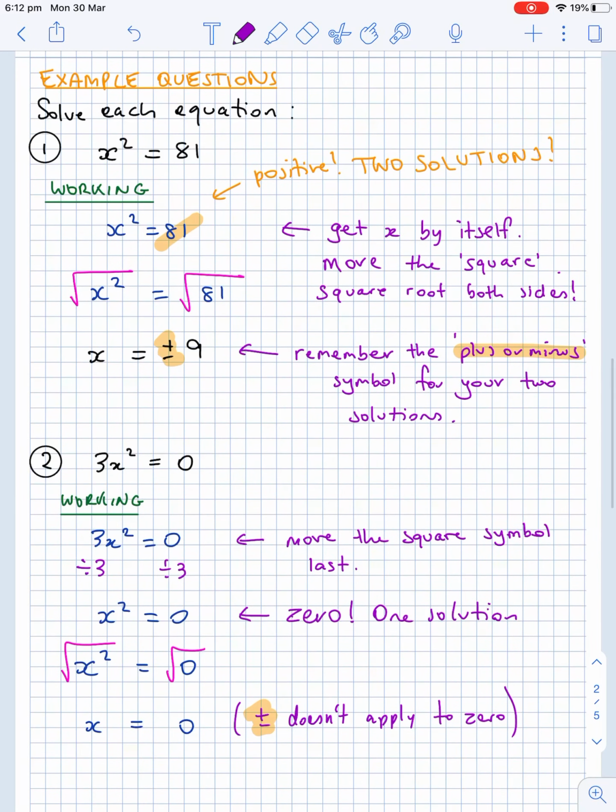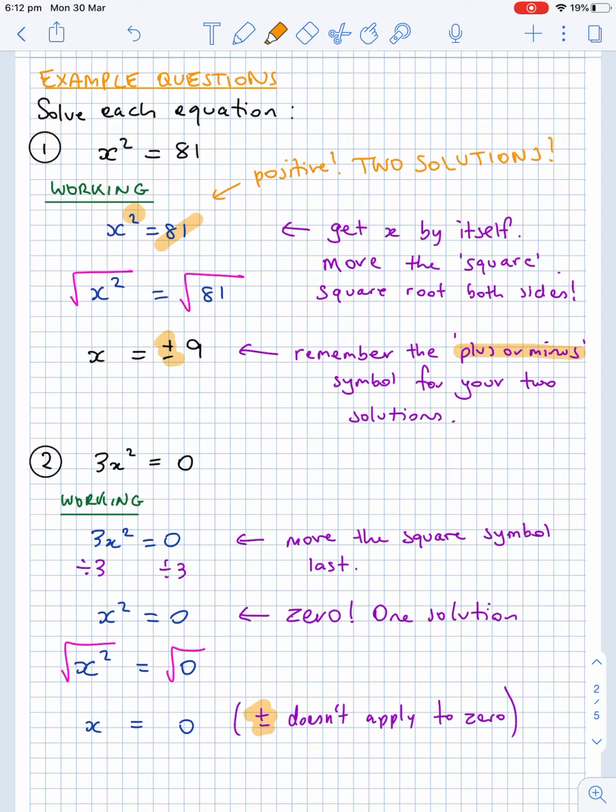Okay, so let's do some example questions. So first up, we've got x squared equals 81. So nice basic one. We've got our x squared by itself, equals 81. I look at this and I think a positive number, so therefore there's going to be 2 solutions here. We need to get this x by itself.